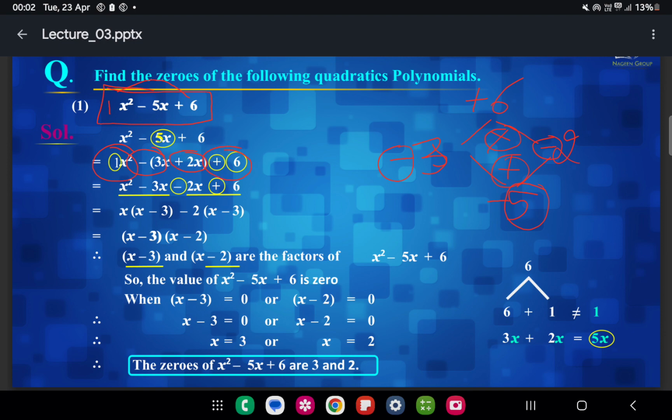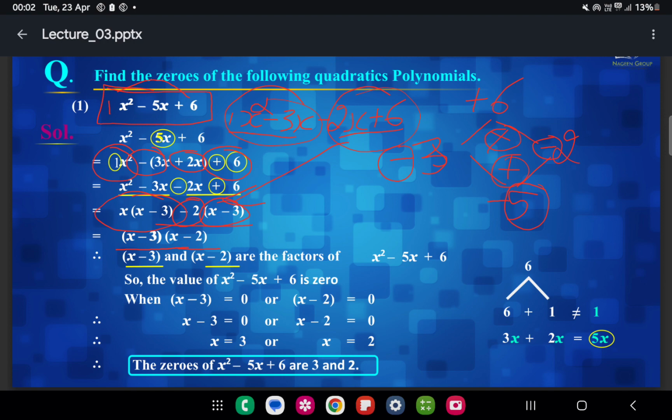I will write once again. 1x square minus 3x minus 2x plus 6. In these we have to take two terms together. Here x we can take common, here 2 we can take common. Here x we take common means x minus 3 is remaining. When we take minus 2, x minus 3 is remaining. So we will get the values x minus 3 into x minus 2.